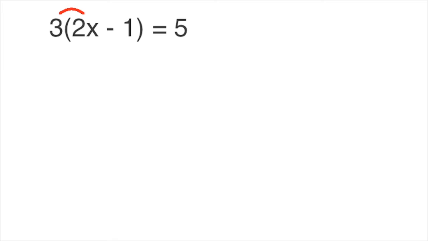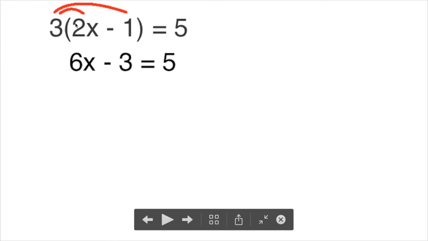So 3 times 2x is 6x. 3 times negative 1 is negative 3. 6x minus 3 is now what this is equal to. We just substituted 3 times 2x is 6x, 3 times negative 1 is negative 3, and it equals 5. If you remember what we did with polynomials and multiplying a monomial with a polynomial, that's exactly what we did here. Now we have an expression with no brackets, which might make it easier to solve.